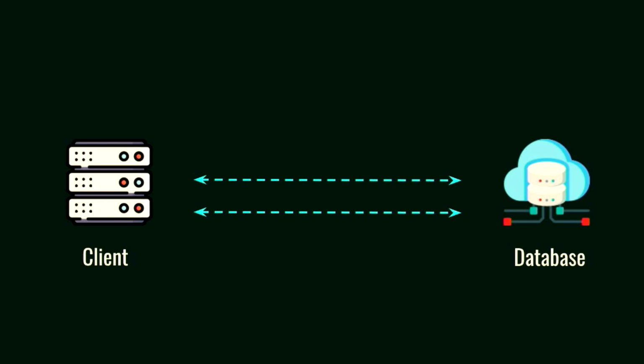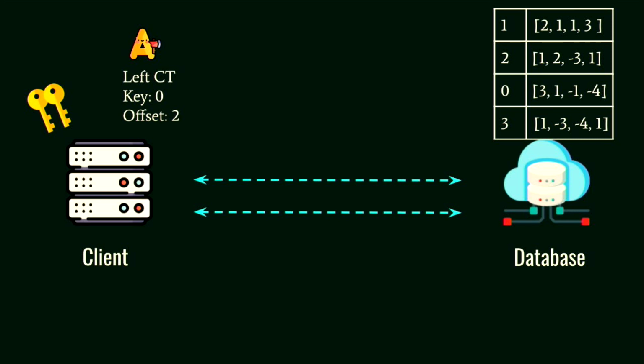So our client wants to do a query. It uses the shuffle key and the hash key to generate the left ciphertext at the time that it needs to do the query. So we get our left ciphertext with our key and our offset. Meanwhile, over in our database, we've already encrypted all the plain text values that we've got stored there, so we've already got the right ciphertext sitting there. All that happens is the left ciphertext is sent in our query. Our database has a function that knows how to compare the left ciphertext to the right ciphertext, and a comparison result is returned.